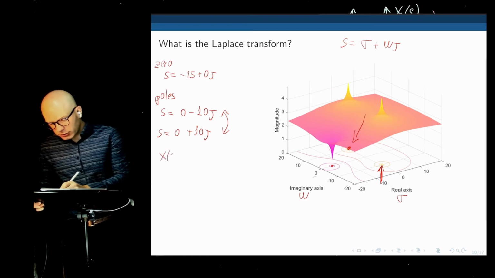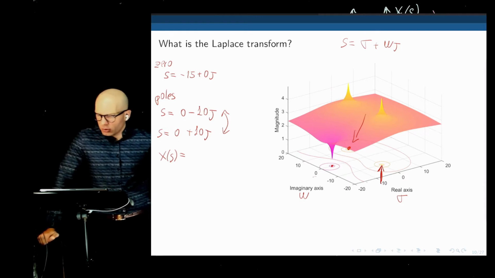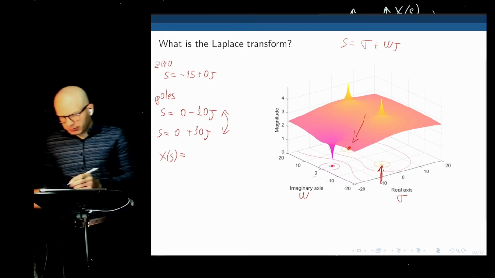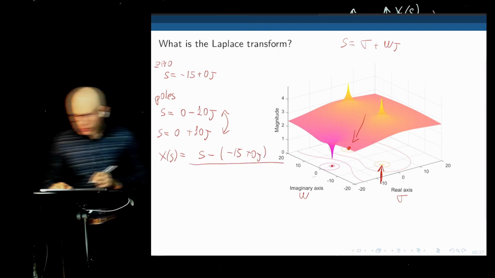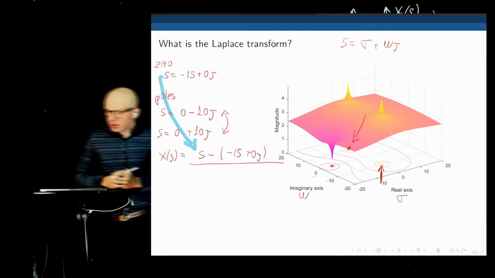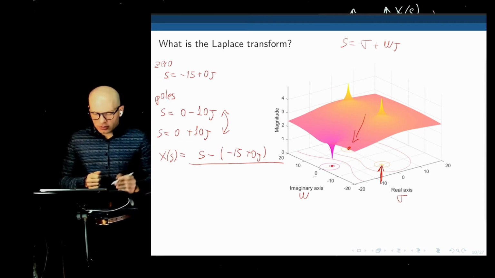What is the function? Let's call the function X of S. So what would be the function X of S? We need the function to go to zero when S approaches negative 15, so what should go on top of the equation? What should go on top? S minus minus 15 plus 0j. So when we replace S with negative 15 plus j, the top of the equation goes to zero, and the whole thing goes to zero.